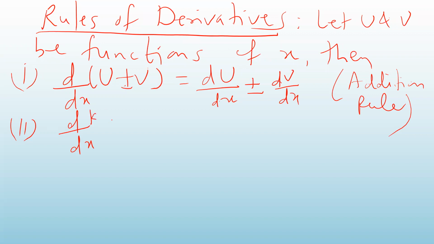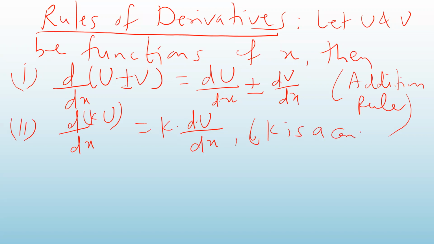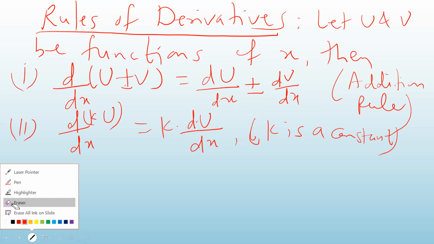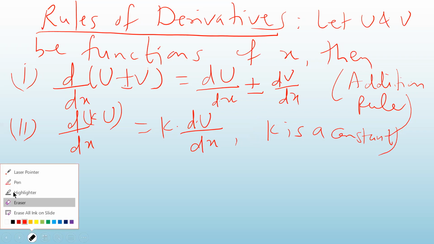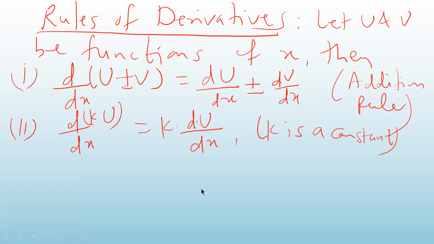Next one is the scalar multiplication rule. That means derivative of k times u is equal to k into derivative of u. What is k? k is a constant. If you have a constant and a function of x, then derivative of k times the function of x is equal to k into derivative of u.